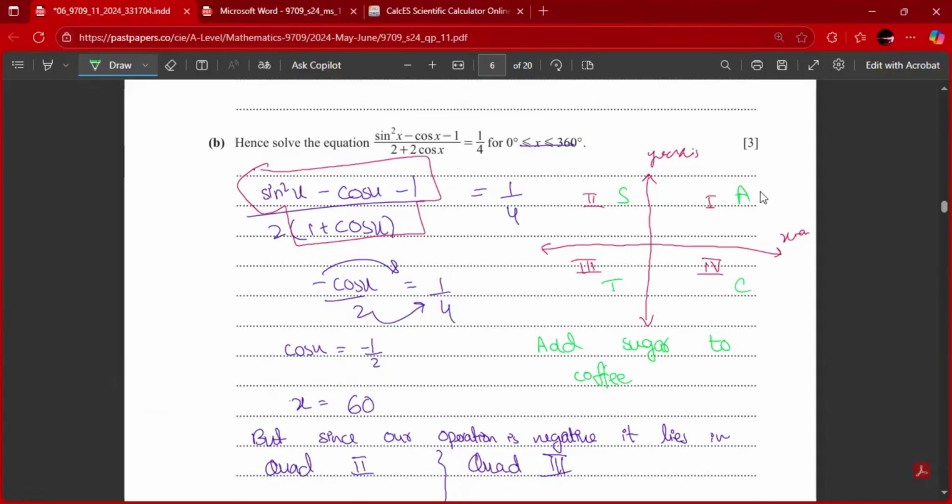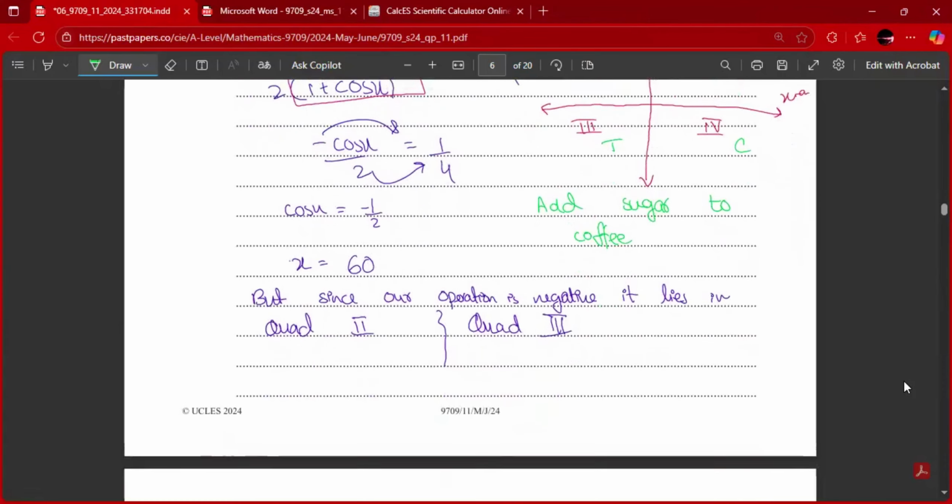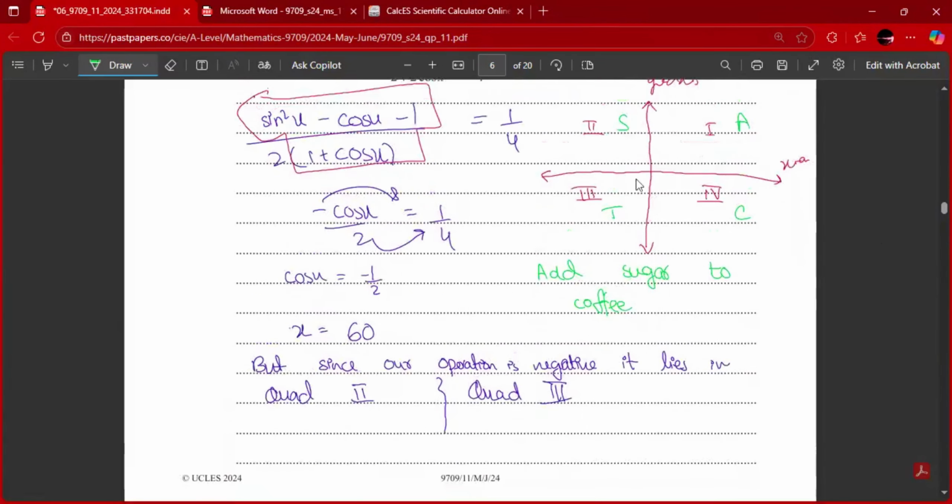A means all the functions cos, tan, and sine are positive. S means sine and its reciprocal, which is cosecant. T means tangent and cotangent are going to be positive in this quadrant, not sine, not cos. Only tan and its reciprocal, cotangent. And C, quadrant 4, means we are going to have positive values for cosine and secant only. Now, if I see that my cos is negative, it should lie in this quadrant and this quadrant.